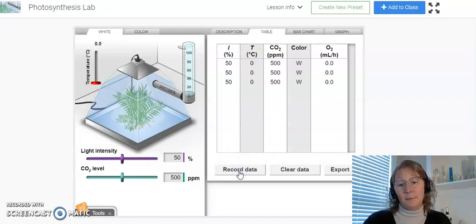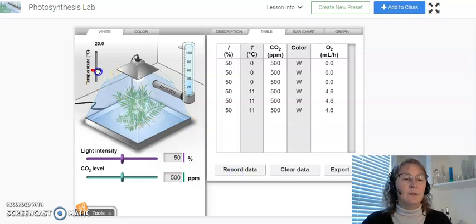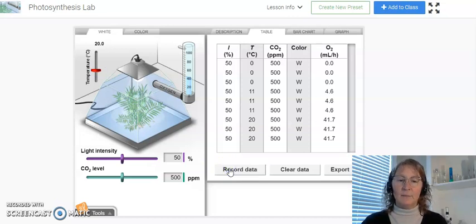Maybe take 3 data points for each measurement. Change the temperature. Record some more data. You can record as much data as you want. Continue to record your data. Find a way to analyze that.